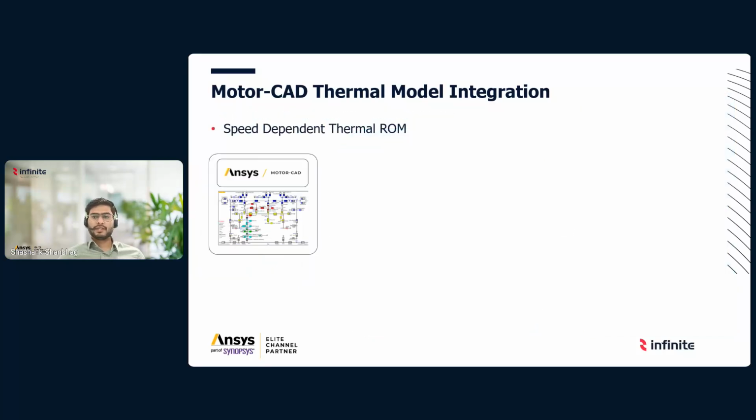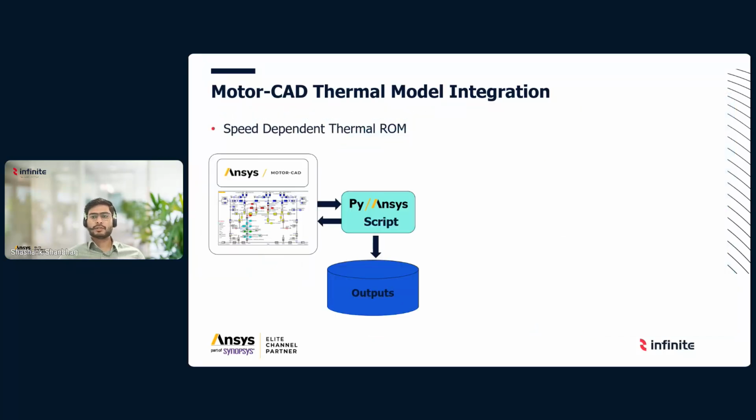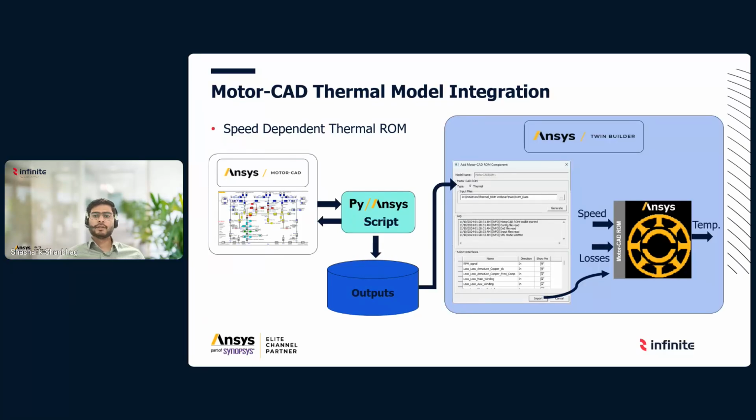You can now easily use the generated outputs from the Ansys script and input them into Twin Builder, which will then generate the thermal model for you. You can then select the inputs and outputs that you need. For example, here you can see the input speed and losses, and then the output will be the temperature at different locations of the machine.